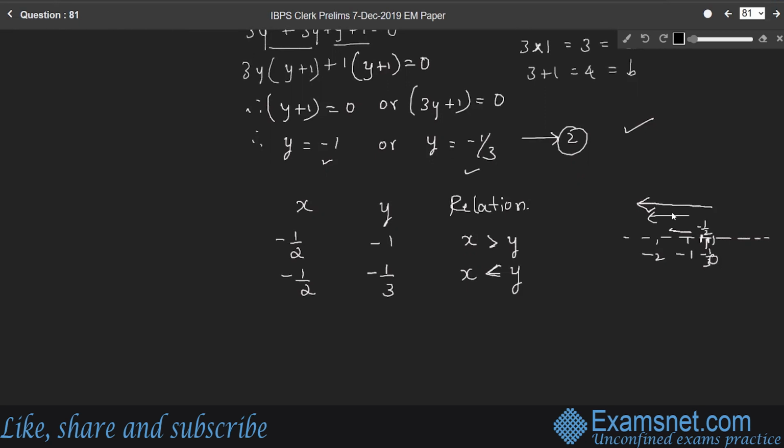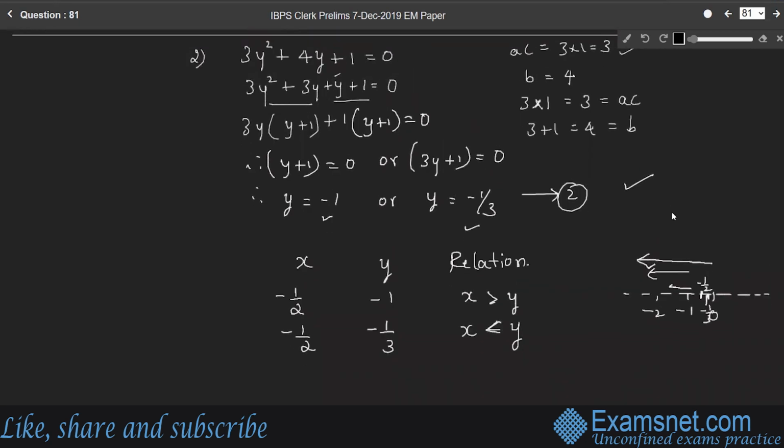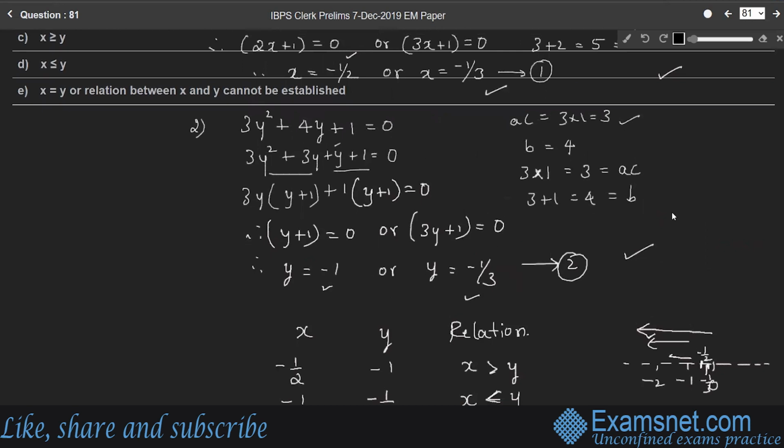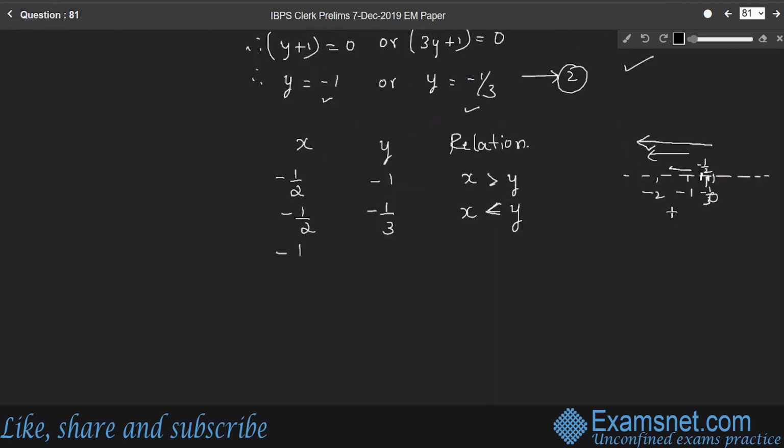Right? Next, if the value of x is minus 1 by 3, if y is minus 1, so minus 1 by 3 is greater than minus 1. Here minus 1 is here, right? Left side. Compared to minus 1, minus 1 by 3 is a little bit towards 0. Therefore, minus 1 by 3 is greater than, here x is greater than y.